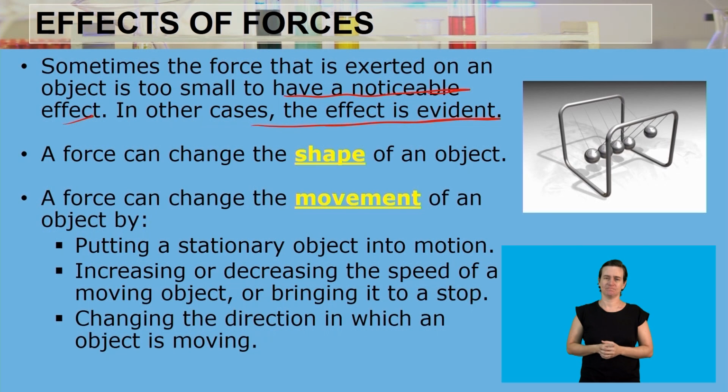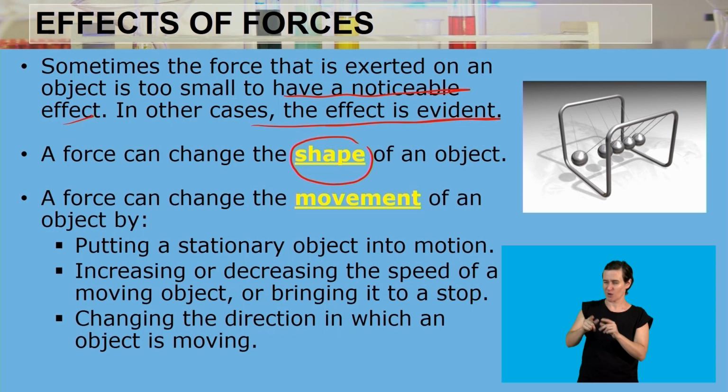And remember, we're saying that sometimes you cannot notice that there was a force applied, and then sometimes you can actually notice that there was a force applied. So how do we then tell whether a force has been applied? We need to know that a force can change the shape of an object. So if we apply a force to an object and the shape of that object changes, then you should know that a force was applied.